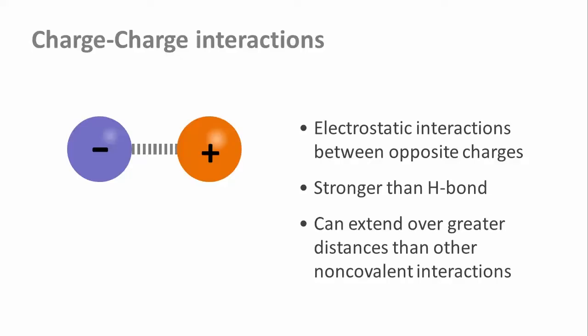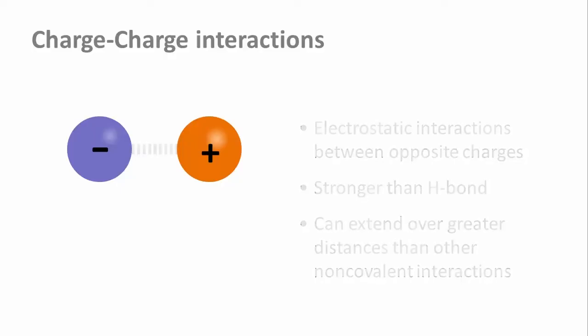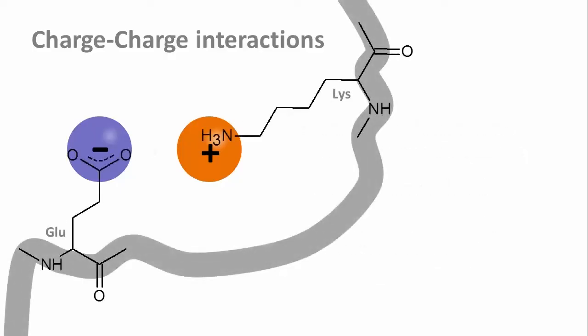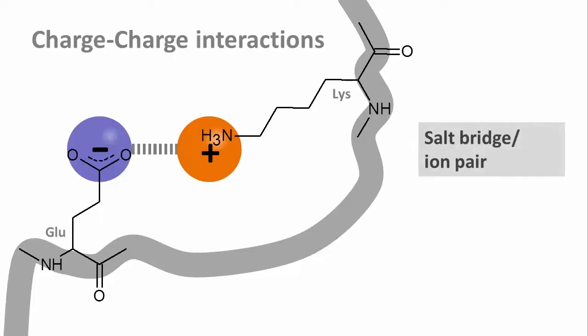The most relevant example for us is the interaction between acidic and basic amino acids in proteins. For example, here between glutamate on the left and lysine on the right. These interactions are sometimes called salt bridges, or more accurately, ion pairs.